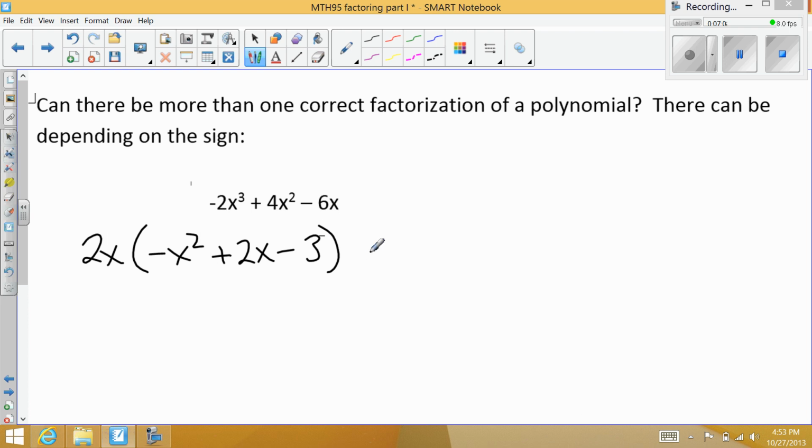But we also could have factored out, instead of a positive 2x, a negative 2x. And this would change the signs of our trinomial. A negative 2x times a positive x squared would give us a negative 2x cubed. And a negative 2x times the subtract 2x, and negative times a negative is a positive, 4x squared, and then we'd have a plus 3. So depending on what we're trying to do with the polynomial after we factored it, sometimes we may want to factor out a positive coefficient, sometimes we may want to factor out a negative coefficient.